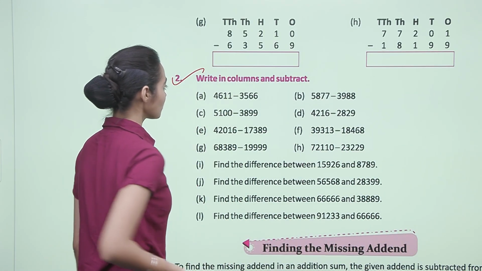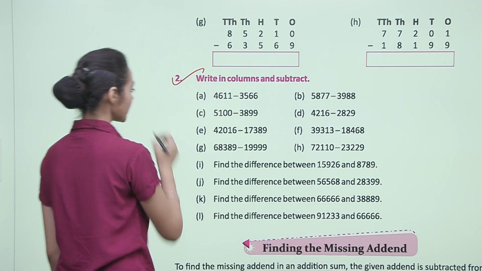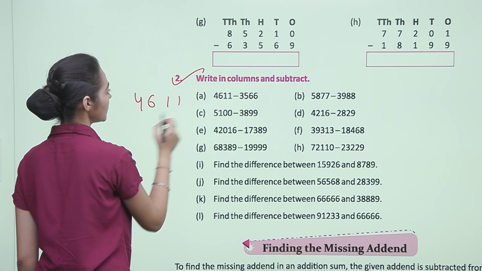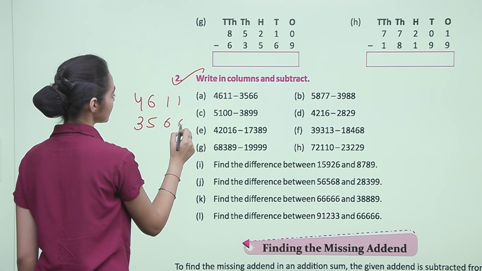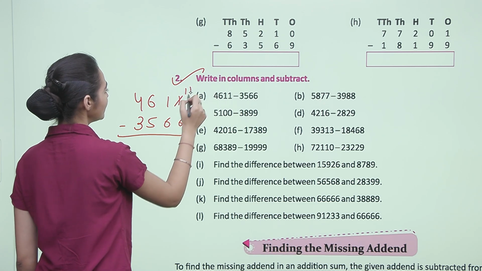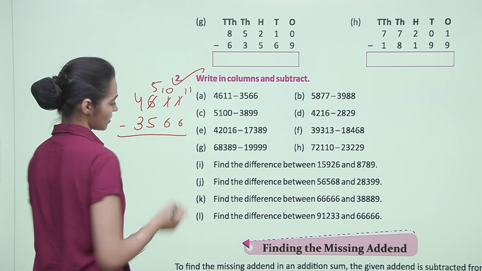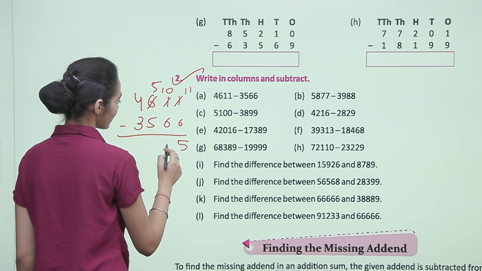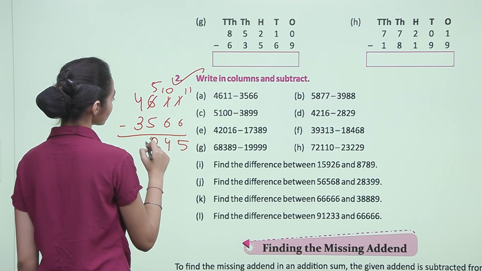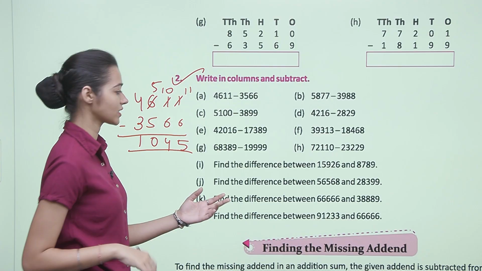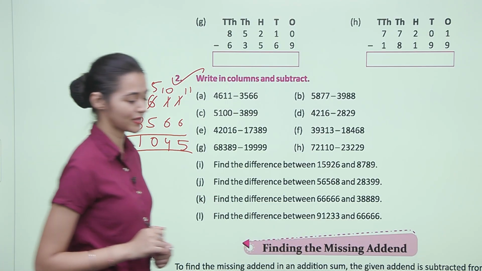Now in this one, we have to write all these in columns and then subtract. So it becomes 4, 6, 1, 1, 3, 5, 6, 6. So it becomes 11, it becomes 10, it becomes 5. So 11 minus 6 is 5, write 5. 10 minus 6 is 4. 5 minus 5 is 0. So 1045 is the correct answer. That's how you can solve the remaining part.